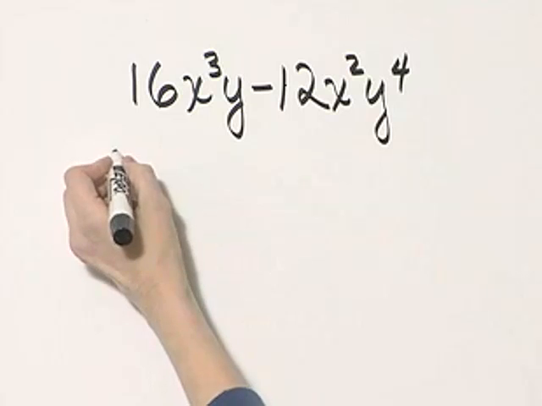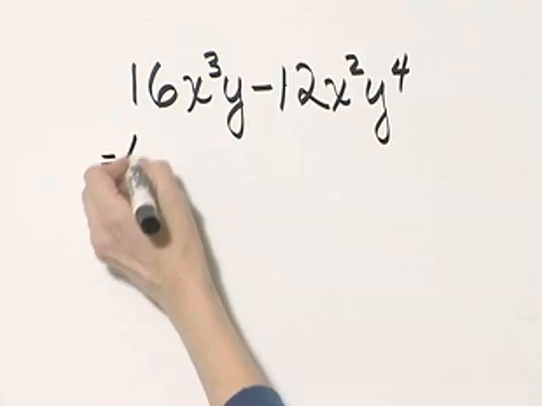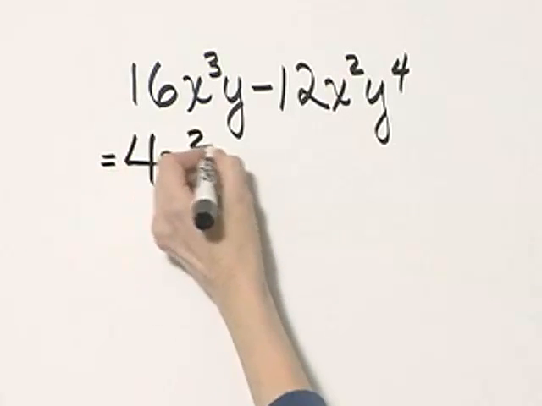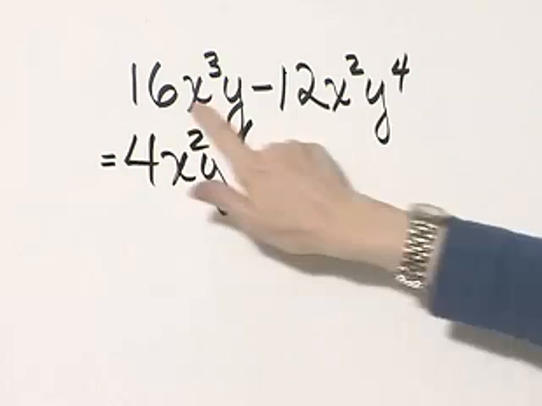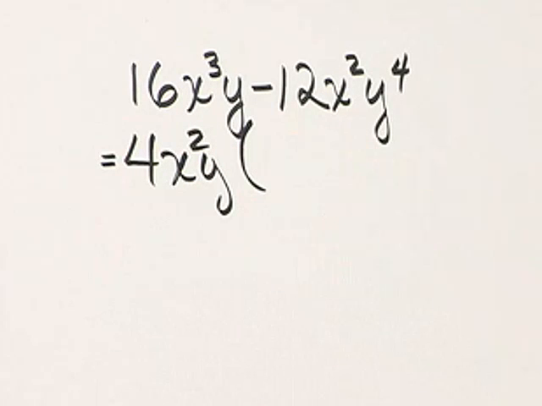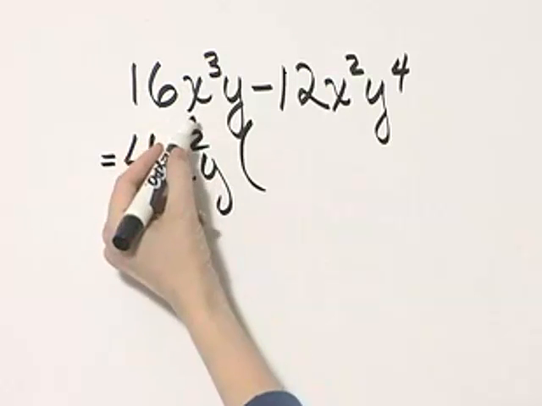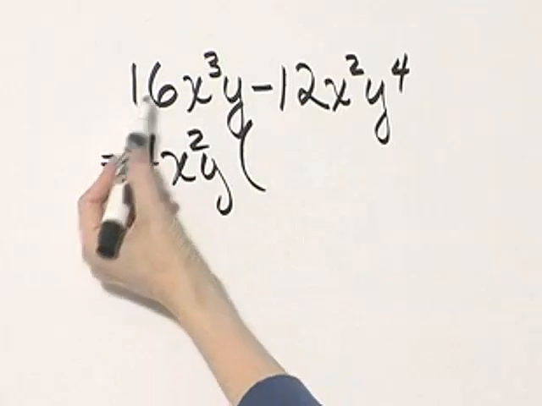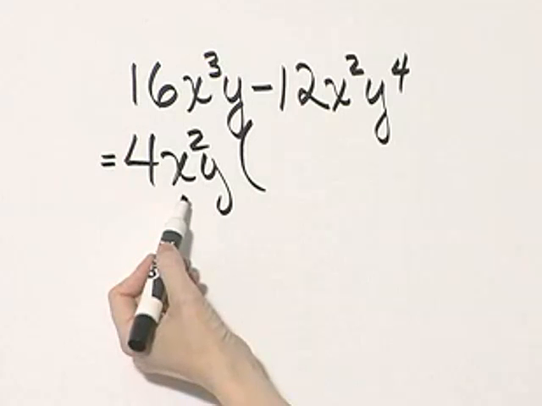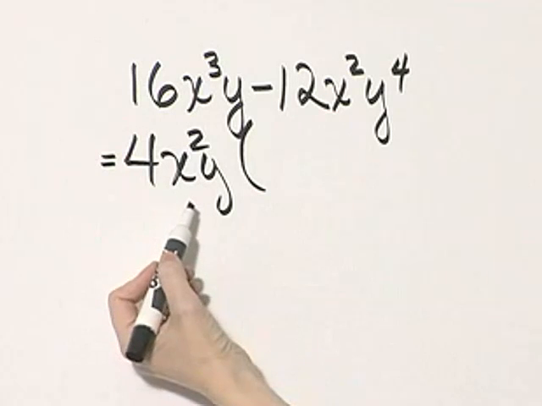So what is our greatest common factor? It is 4x squared y. I'll factor that common factor from each of these terms. Now, if you'd like, it's a division process, so you can ask yourself, what is 16x cubed y divided by 4x squared y? That's what's happening.